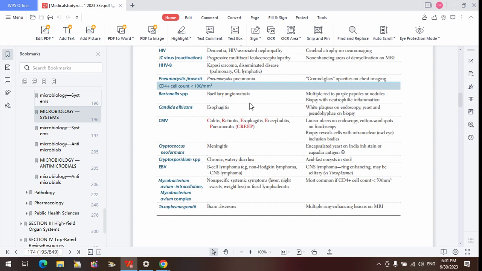So what's the B? Bartonella, bacillary angiomatosis. You're just going to see red, purple lesions with neutrophilic inflammation. That's the only thing about bacillary angiomatosis. Once they have described the lesion and you are seeing neutrophilic inflammation, bacillary angiomatosis, you know that's your diagnosis straight up. If you are seeing purplish lesions and on biopsy you are seeing lymphocytic inflammation, which one is that? That's Kaposi. Purple papules or nodules.